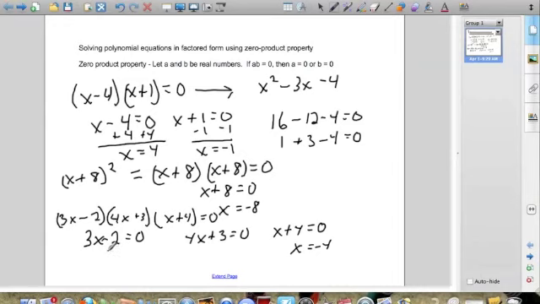Over here, I'll have 3x is equal to 2, and therefore x is 2/3. And then the middle one, I'm going to have 4x is equal to negative 3. When I divide by 4, x would be equal to negative 3/4. So my three solutions to this are 2/3, negative 3/4, and negative 4. So that is how you solve polynomial equations that are already factored.